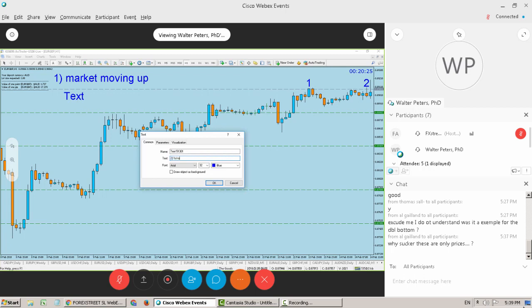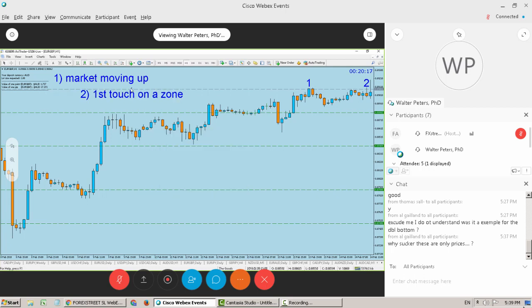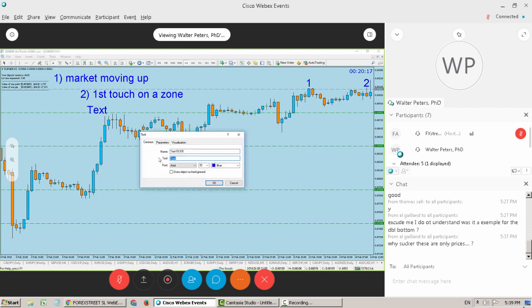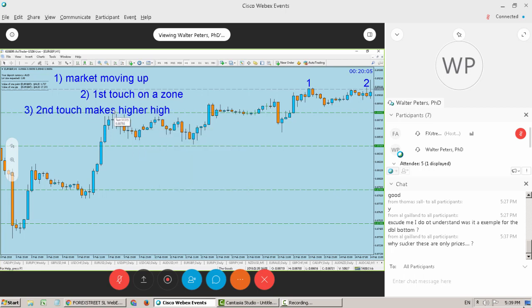First touch on a zone. And then second touch makes higher high. Okay, that's really important because that's where we're diverging now from the standard moolah double top. The second touch makes a higher high, and that is true here at this candle, but is especially true here.